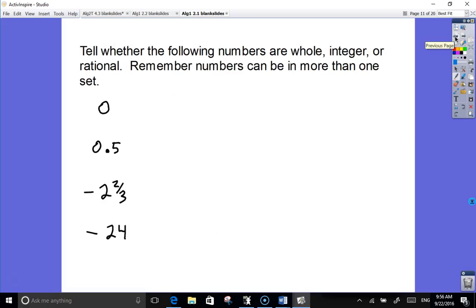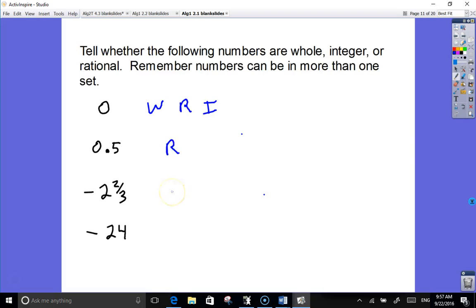So we're going to finish up a couple slides here. Tell whether these numbers are whole, integer, or rational. What about 0? So you're going to say it's whole, but if you say that it's whole, is it also rational? Then is it also an integer? Yes. Yeah, I should have put that. How about 0.5? Is it a whole? No. Is it rational? Integer? Yeah, no. So it is only a rational number.